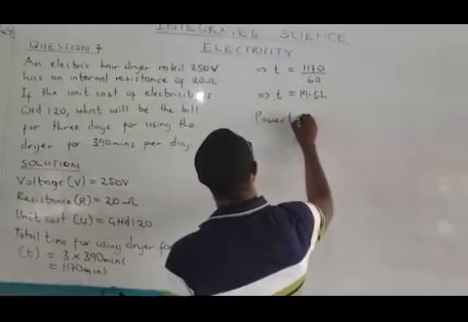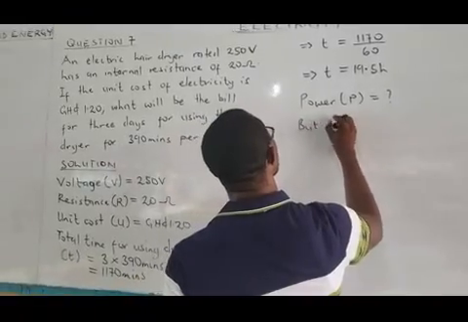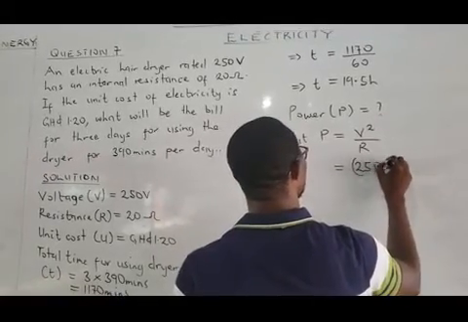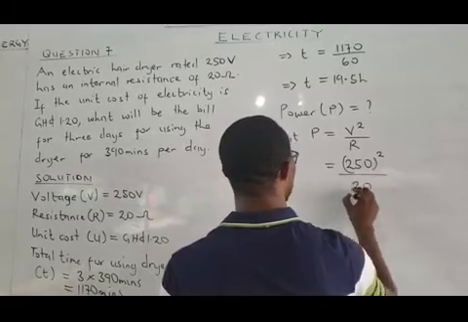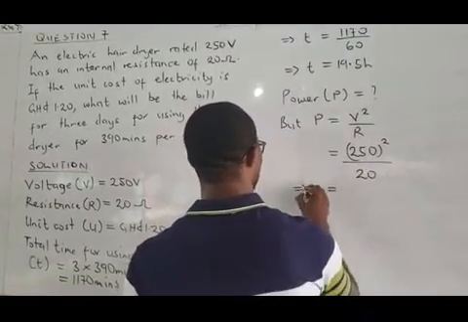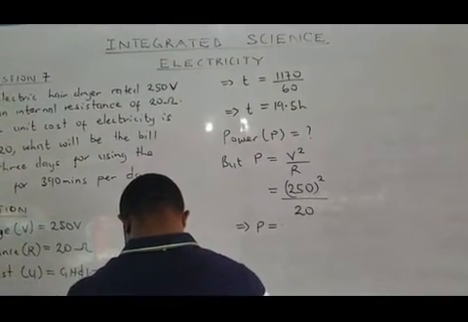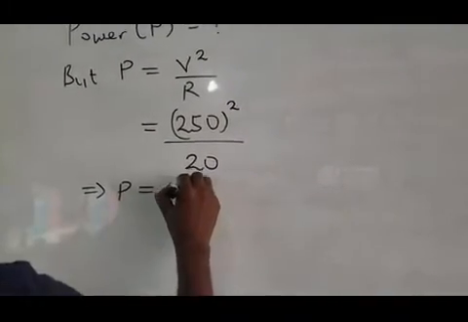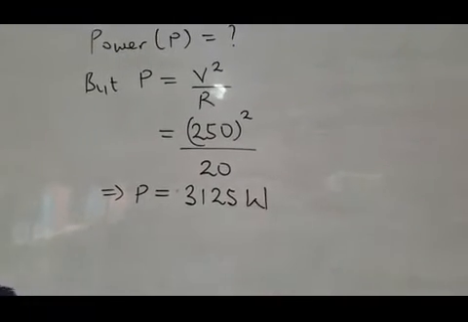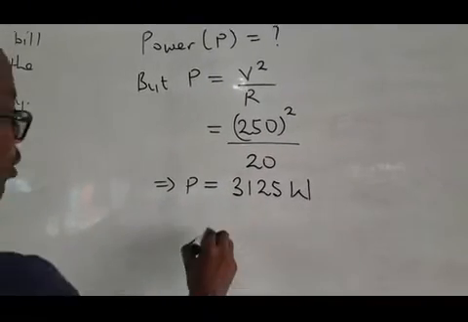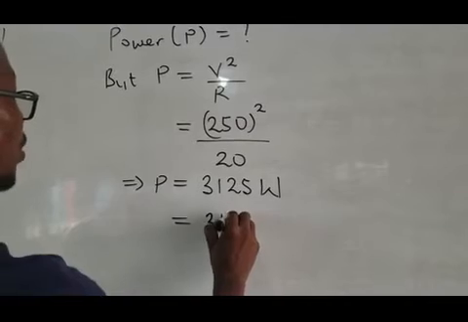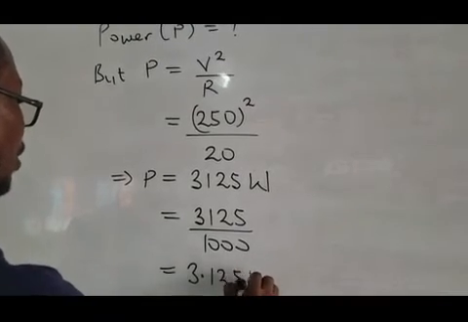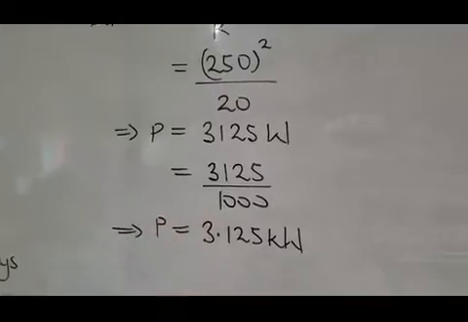So the power, P, we don't know. By using equation 8, power is V squared over R. The voltage given is 250. You square this, divide by the resistance, which was given as 20. So it implies that our P becomes 3125 watts. So that is the power in watts. You're going to use it to calculate the energy. So you convert the watts into kilowatts by dividing by 1,000. If you divide this by 1,000, that gives 3.125 kilowatts. So that is the power in kilowatts.